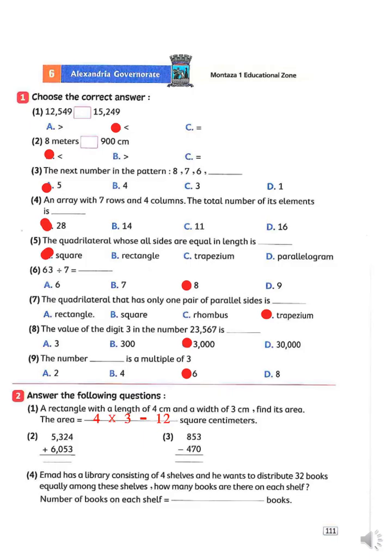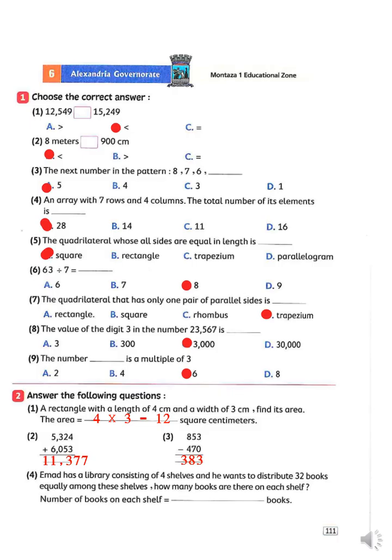The next question, 5,324 plus 6,053. The answer is 11,377. 853 minus 470 equals 383.